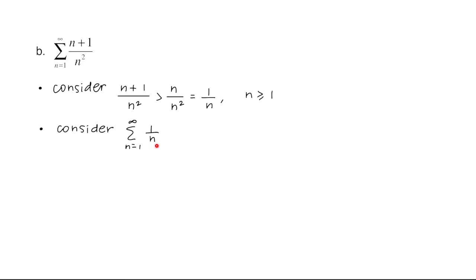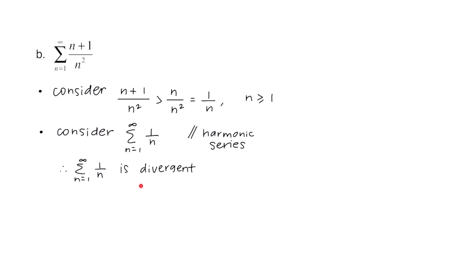Now we're going to consider the series 1 over n. You can think of this as a p-series where p is equal to 1, and 1 is less than or equal to 1. You can consider this a p-series, or you might notice it's a harmonic series. Either way, this series diverges. So I just wrote it out, therefore this series is divergent.